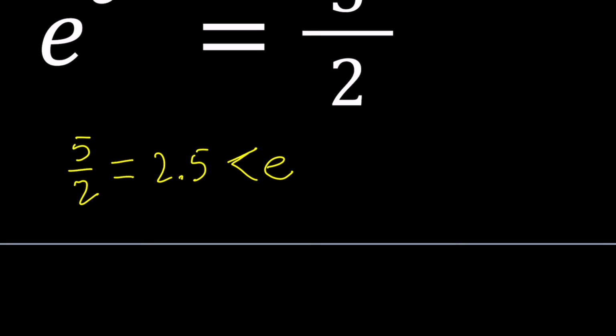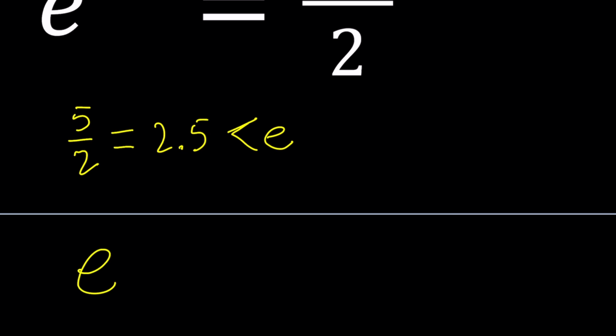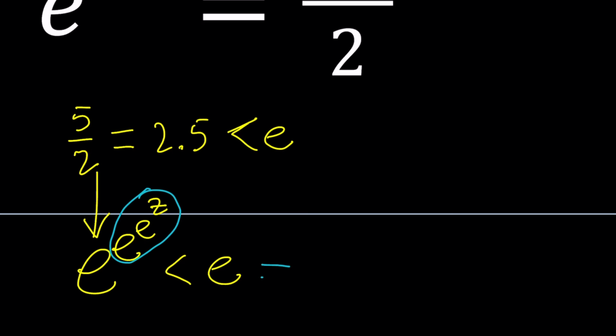Let's take a look. So we have e to the power e to the power e to the power z, which is 5/2, and that is less than e. Make sense? 5/2 is less than e, and we're given that, right? Now, focus on the exponent. If e to the power something is less than e, then that something needs to be less than 1, don't you think? So e to the power z must be less than 1.